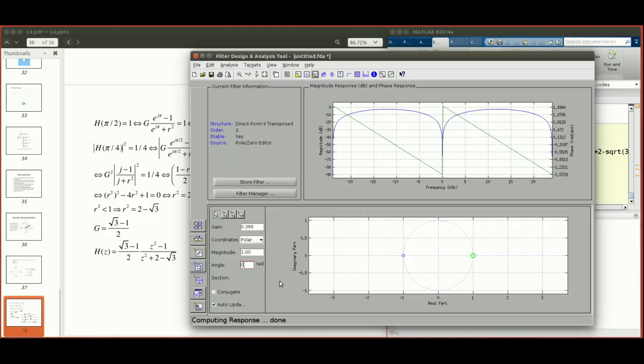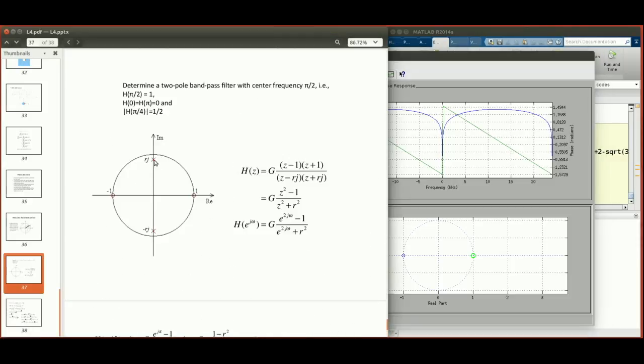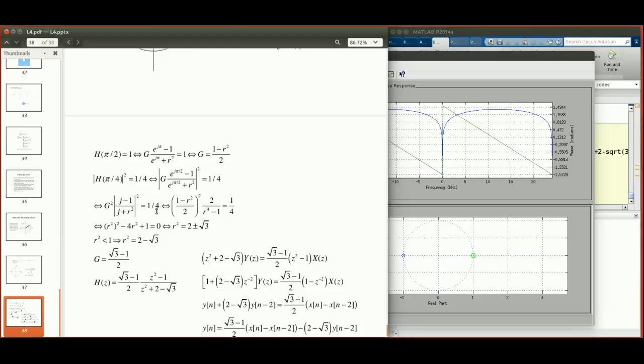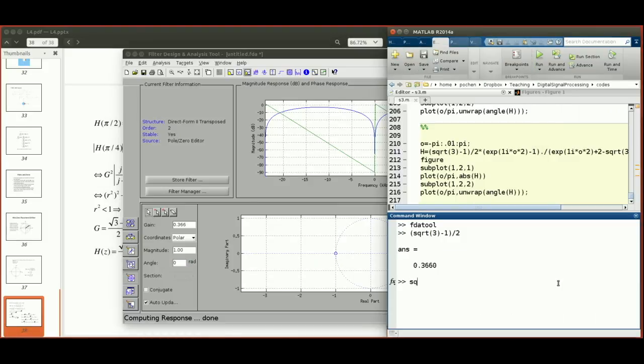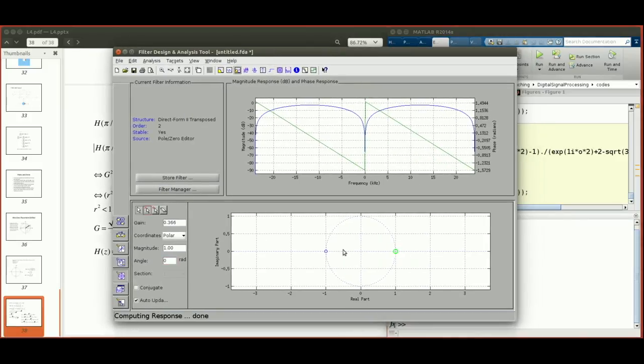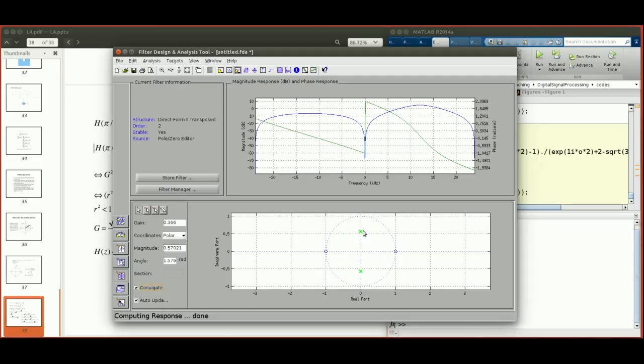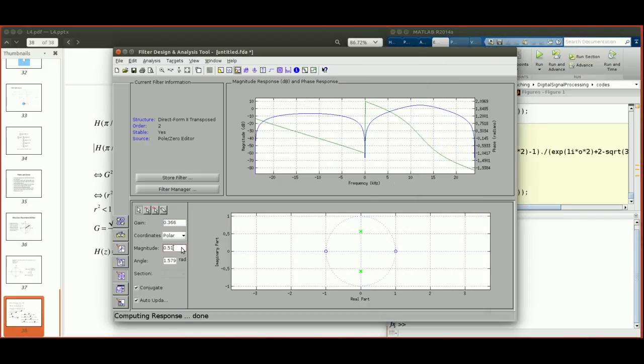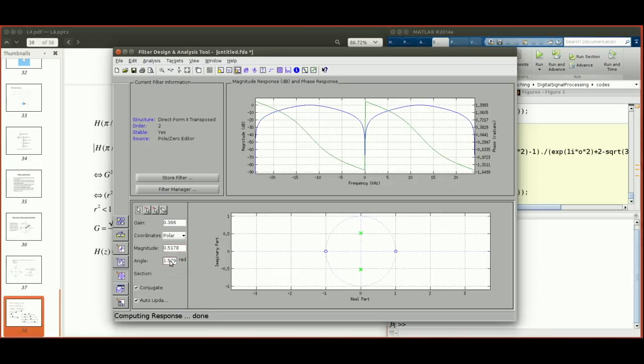We have two zeros, and then we need to add some poles. Where are our poles? The poles are at rj and minus rj, these two conjugate pairs, right? And r is what? r squared equals 2 subtract the square root of 3. So r equals the square root of 2 subtract the square root of 3. That's 0.5176. So let me add a pole. It's about here, I think. And then I need to add its conjugate. So 0.5176 for the magnitude, and then the angle is supposed to be pi over 2.